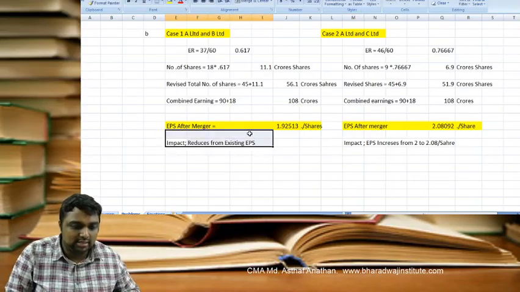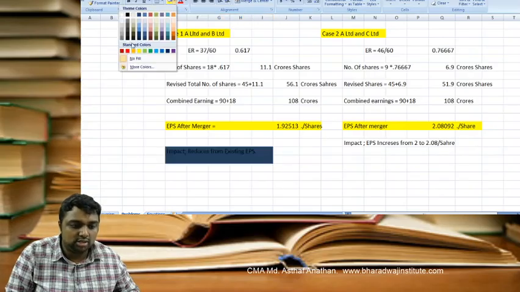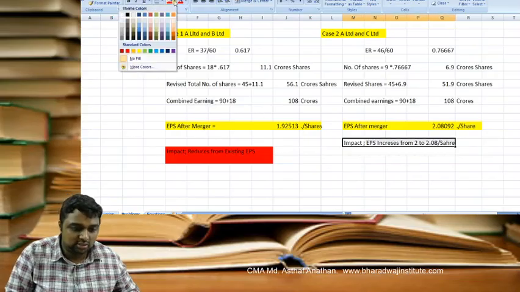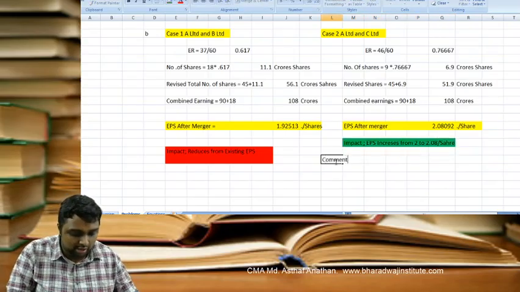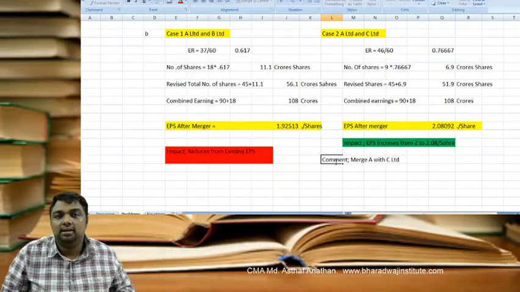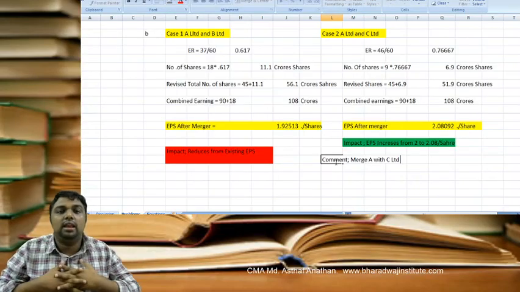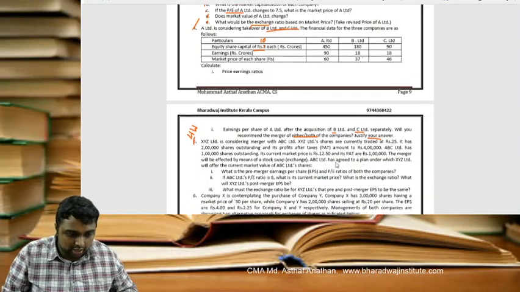See, here your EPS reduces. Here your EPS is what? Reduces. So EPS reduces, now you won't go with it. So it's a red. EPS increases, it's a good sign. So it's a green. So the final comment will be what? Merge A with C Limited, because when you go with C Limited, then only your EPS is increasing. So this is the point. So hope you can copy, you will complete it.